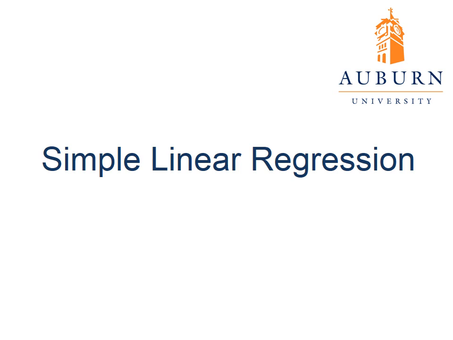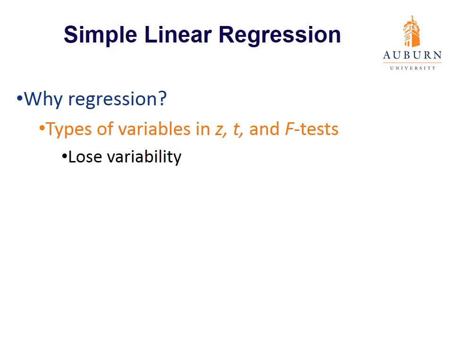Welcome students to the second lecture for Module 6 on simple linear regression. Regression allows us to predict for individuals and is closely related to correlation. Because regression is closely related to correlational tests, the reasons for doing a regression are very similar.